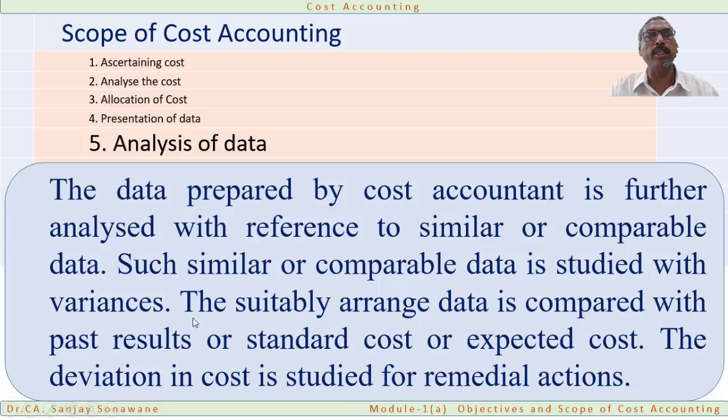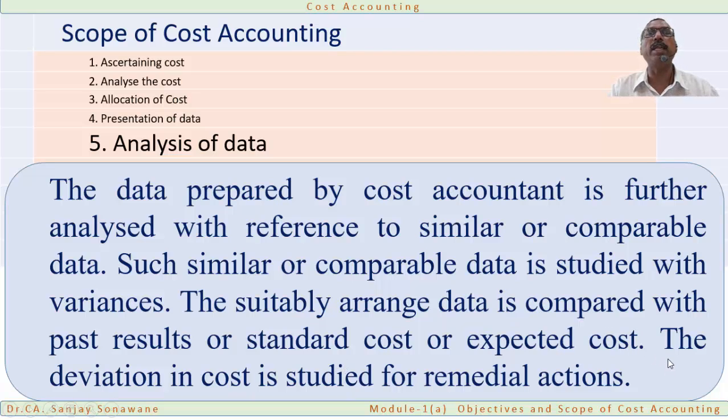So let us read this. The suitably arranged data is compared with past results or standard cost. Standard cost means whatever calculations we have done and we assume that that will be the cost, or expected cost. This is just an expectation that yes, we manufacture this, so this is our cost. So we are comparing with that.